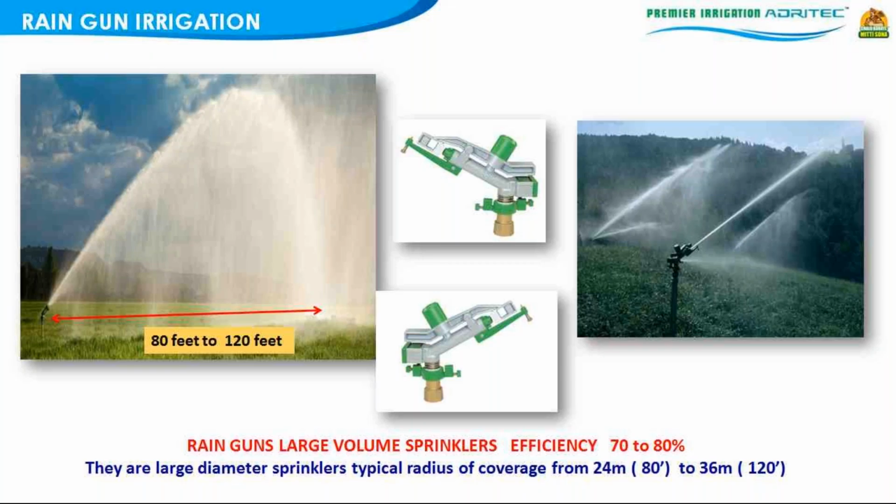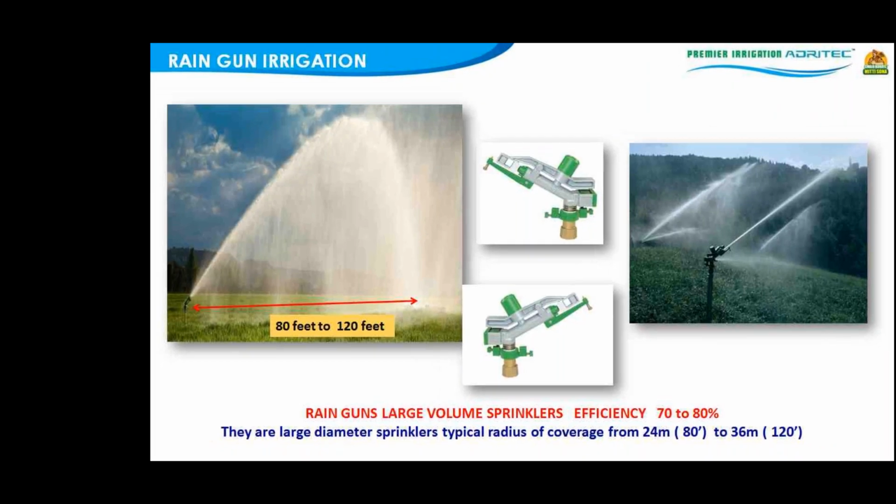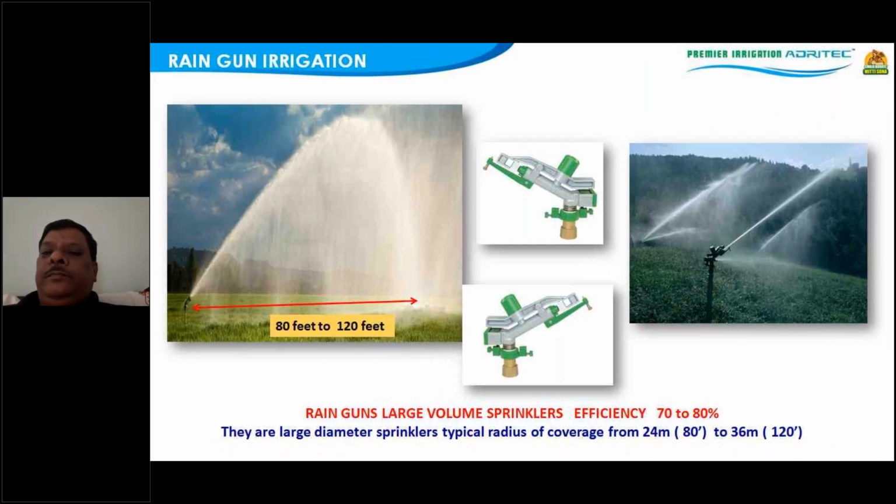If you ask me how much pressure is required, it depends upon the availability of the water and the horsepower of the pump. So basically you can see the sprinkler is almost covering an entire area, and it could cover anywhere between 0.75 to 1 acre at a time. If the system is designed well, you can see it is almost throwing in the form of rain, and the efficiency is also between 70 to 80%. They are typically large diameter sprinklers, and the radius can vary from 80 to 120 feet.